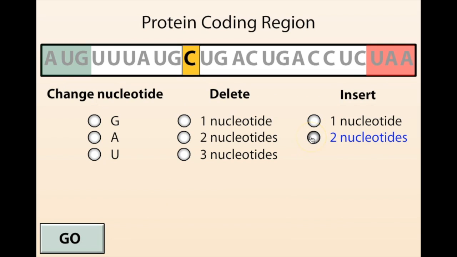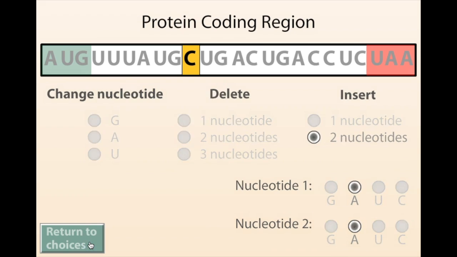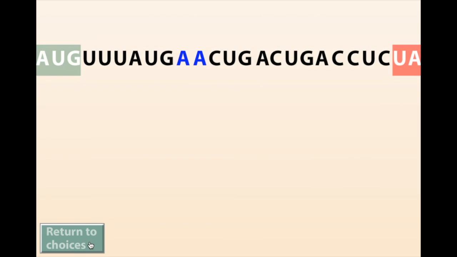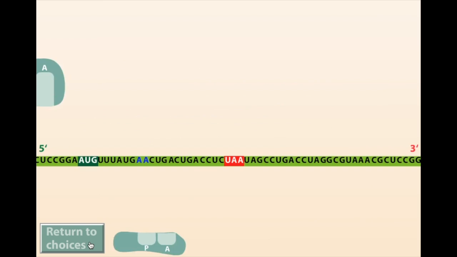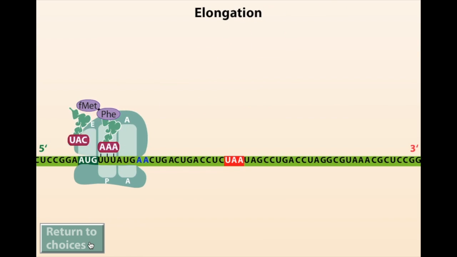Let's see if we insert 2. Try 2 A's. In this example, the insertion of 2 nucleotides results in a new reading frame that introduces one mutant amino acid and shortens the polypeptide.